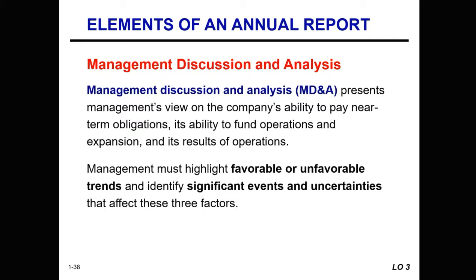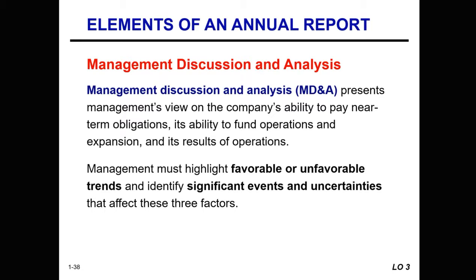Some of the things included in the MD&A can be highlighting of both favorable and unfavorable trends in their particular industry. Could also be favorable or unfavorable trends that they are experiencing as a result of global or countrywide economics. Any significant events or uncertainties that can happen to have an effect on these 3 different factors: on its ability to fund operations and expansions, on operations itself, its ability to pay near-term obligations.